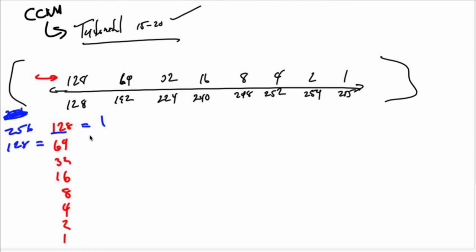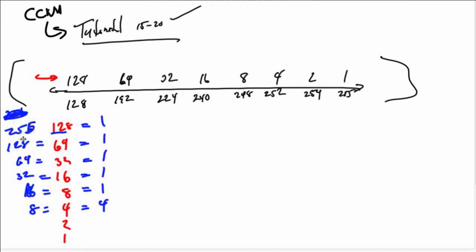128. Can I subtract 64 from 128? Yes. What do I get? When I subtract 64 from 128, I get 64. Can I subtract 32 from that? Yes. What do I get? 32. Can I subtract 16 from that? Yes. What do I get? I get 16. Can I subtract 8 from that? Yes. What do I get? I get 8. Can I subtract 4 from that? Yes. Actually, should have done this at 255.